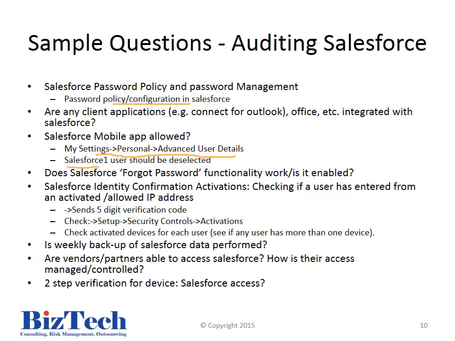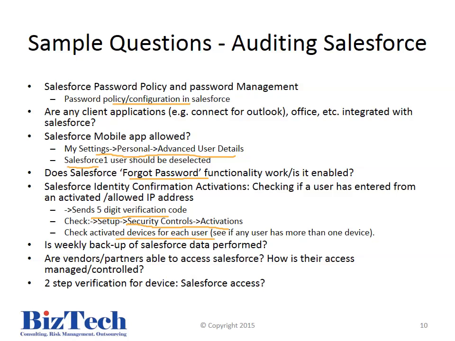Other areas to look at is whether Salesforce's forgot password functionality is enabled, and whether two-step verification is done, where Salesforce sends a 5-digit verification code, and to check that, you can go into setup, security controls, activations, and check on activated devices for each user. So this is again going to the previous slide where we're seeing, okay, you can sample a few users and see how many activated devices there are for each user.